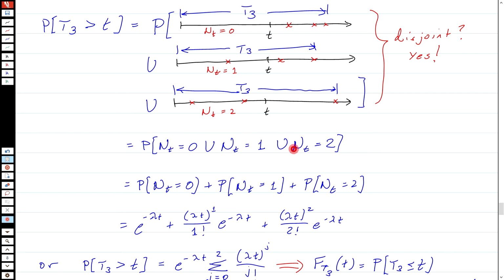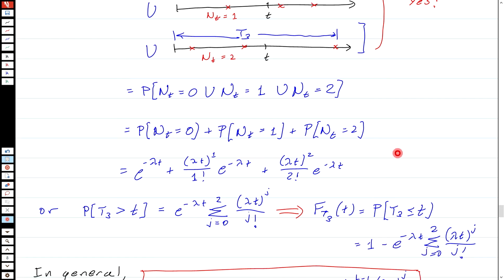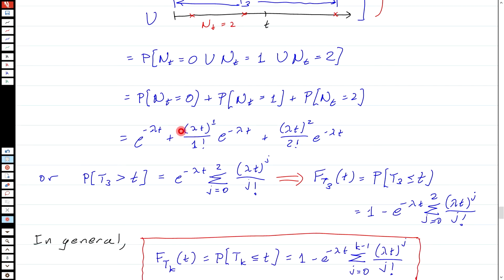And as I said, these are disjoint, so that's the probability that Nt equals 0, plus the probability that Nt equals 1, plus the probability that Nt is equal to 2. And I have the expressions for that coming from the Poisson distribution. I just substitute in the formula for these probabilities. So the probability that Nt equals 0 is (lambda t) to the 0 over 0 factorial, which is 1, e to the minus lambda t. The probability that Nt equals 1 is (lambda t) to the 1 over 1 factorial, e to the minus lambda t, and similarly for Nt equals 2.